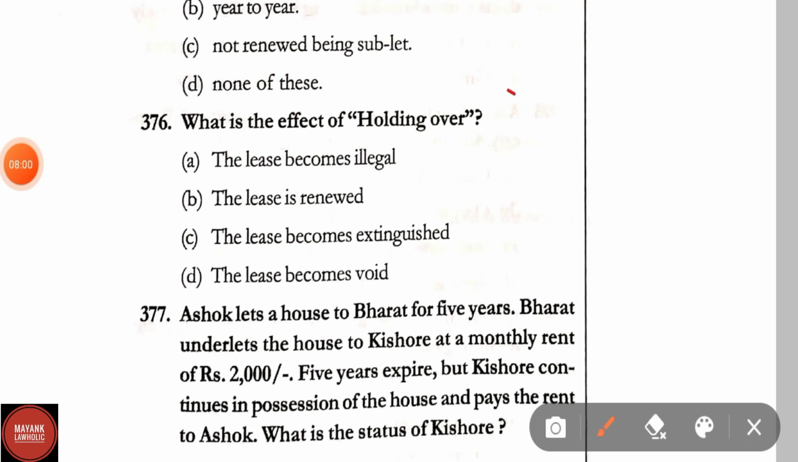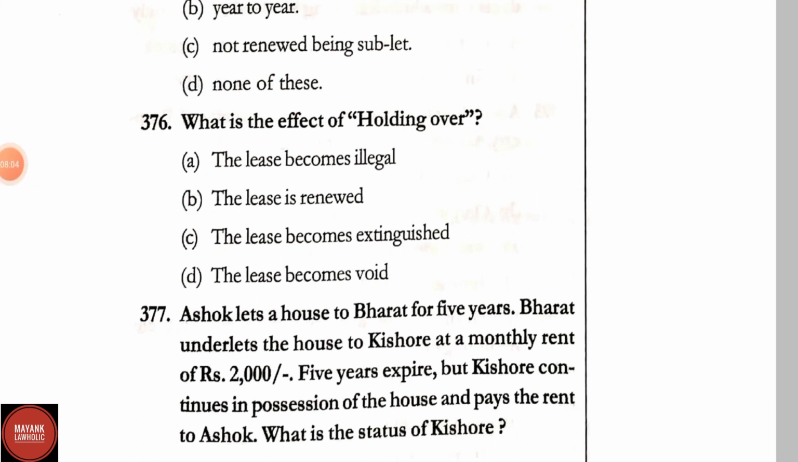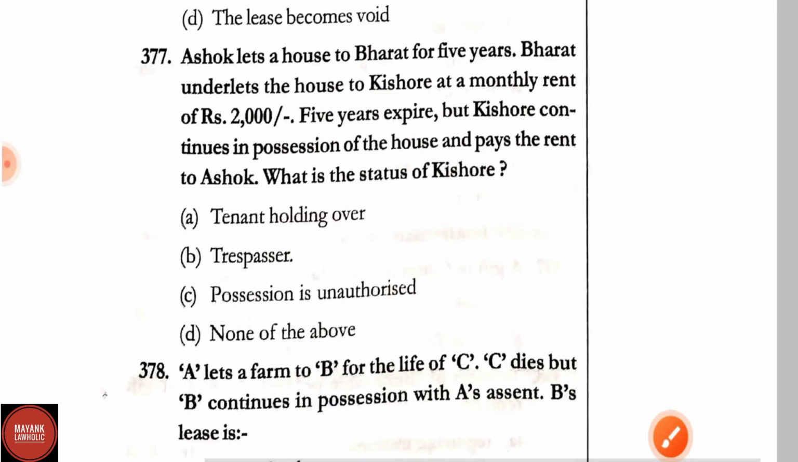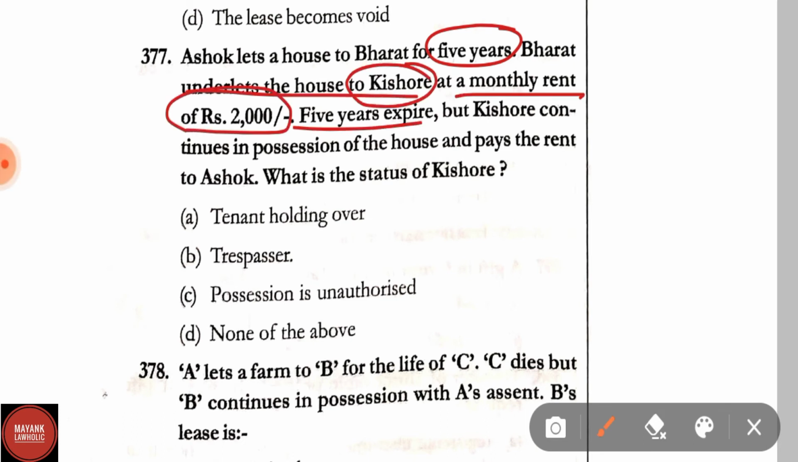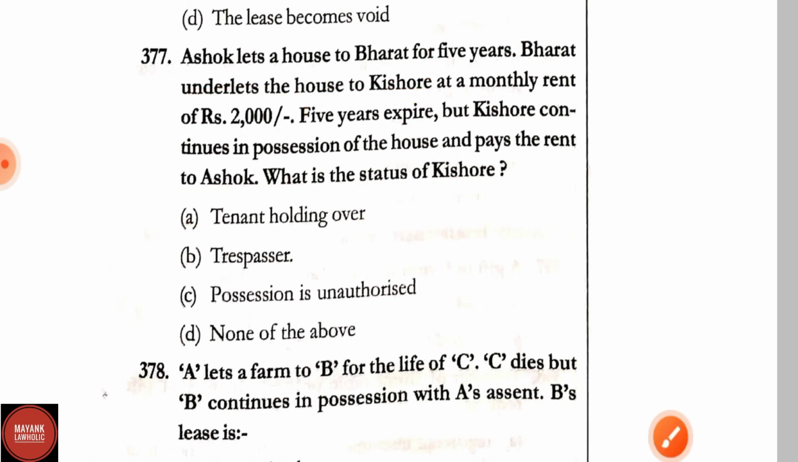Question number 376. What is the effect of holding over? The lease is renewed. Option B. Question number 377. Ashok lets a house to Bharat for 5 years. Bharat underlets the house to Kishore at a monthly rent of ₹2,000. 5 years expire, but Kishore continues in the possession of the house and pays the rent to Ashok. What is the status of Kishore? Here correct answer is option A, that is tenant holding over.